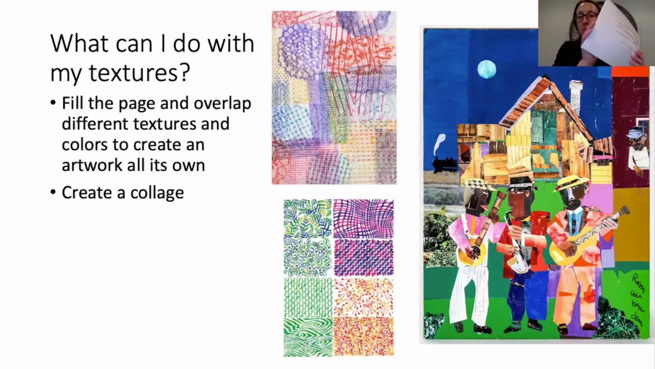Another thing we could do with all these different papers is we could create a collage. And on this slide here, you see an artwork by Romare Bearden, and he is famous for his collages. And you can see all the different textures he included from magazines, colored paper, and even if you look at his pants down here in one of the figures, you can see that those were created by a texture rubbing. And so we could take these papers and draw on top of them or cut them up to create a whole new collage.